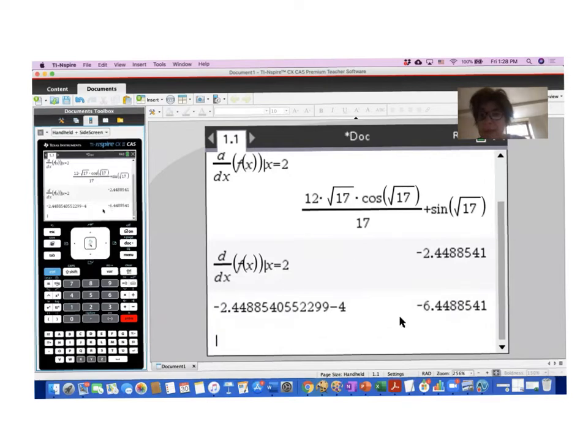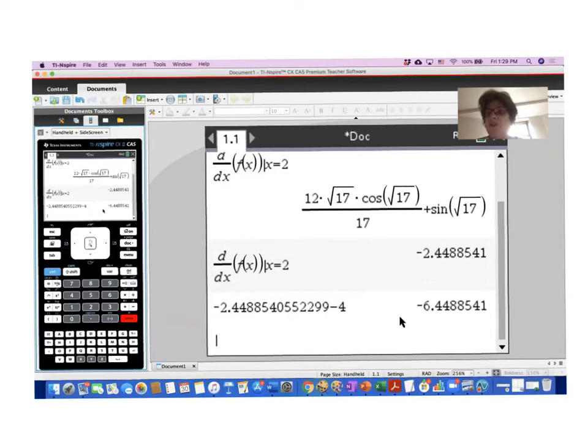So the answer to part A is negative 6.448. I always truncate the rest. I take the first 3 digits as they appear. So that's the answer to part A.